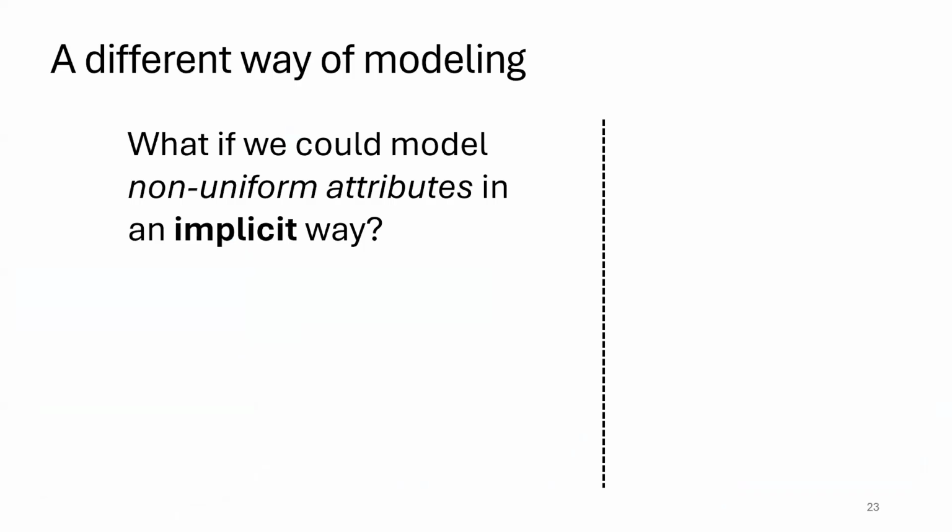So an interesting corollary here is that we need a different kind of modeling. And the question is, what if we could model these non-uniform attributes in an implicit way? The affine invariance shows us that that's true for geometry. It also carries over for material composition.